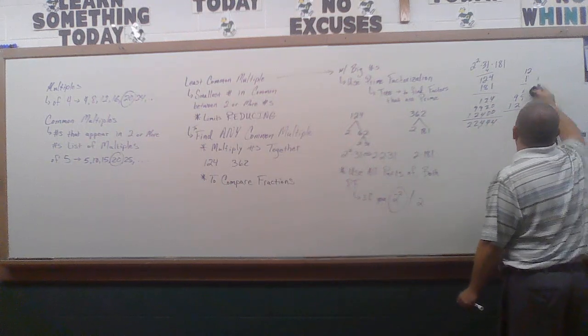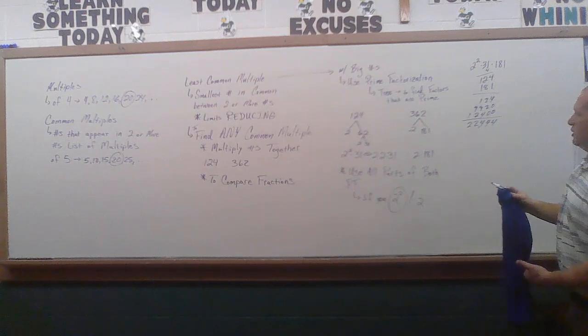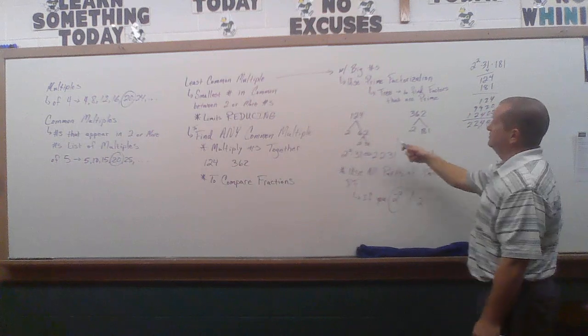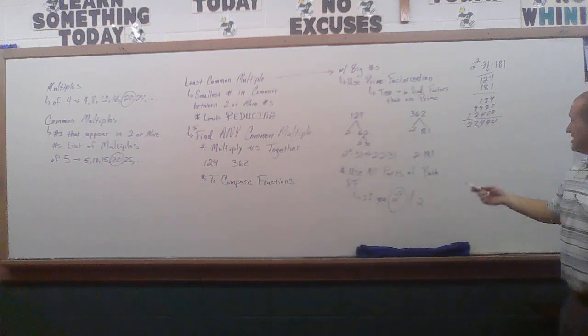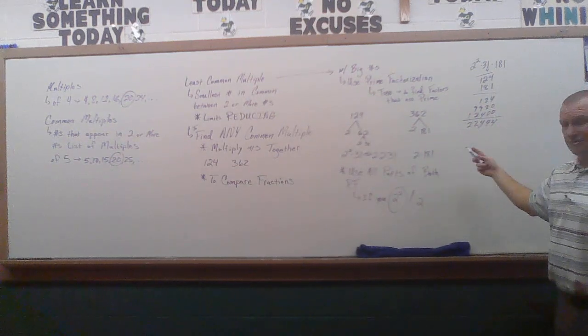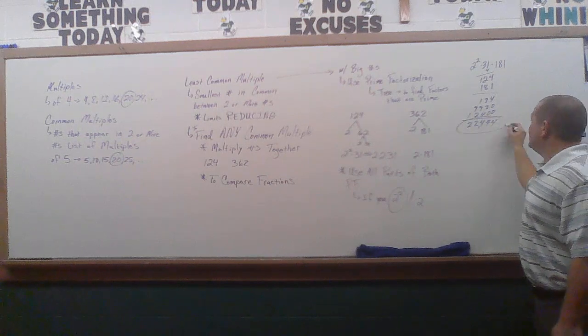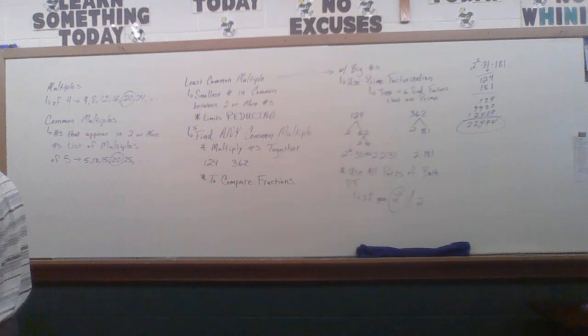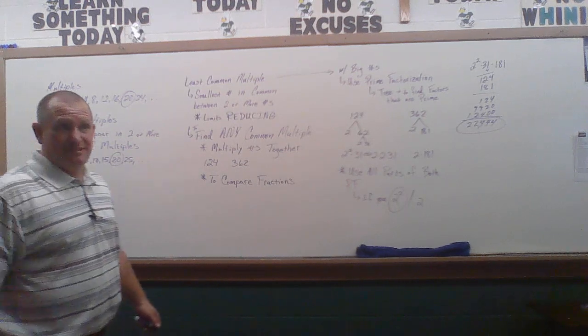So it's 22,444? Yep. So if you actually did these two numbers together, you get the same thing. So this is actually the least common multiple also. That's why it gets frustrating, right? Okay?